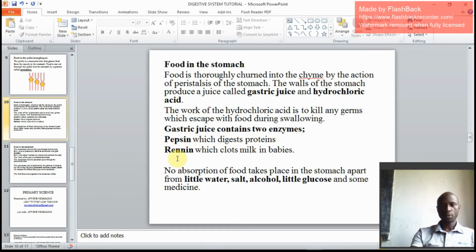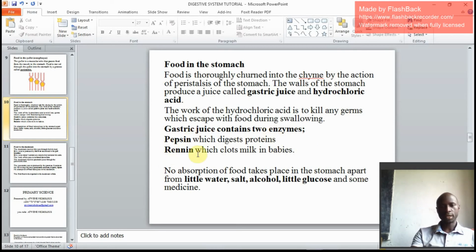We have two main enzymes that are found in gastric juice. Remember, gastric juice is produced by stomach walls. Then within gastric juice, it's where we find renin and pepsin. Take note of the spelling, renin. The pepsin helps to digest proteins. It changes proteins into amino acids, the end product of proteins.